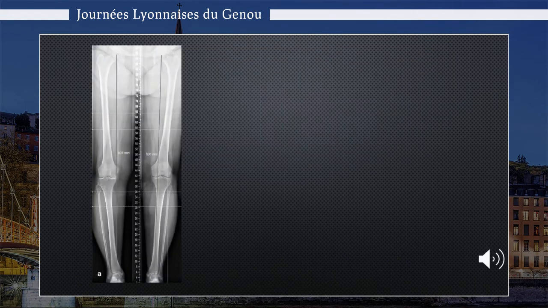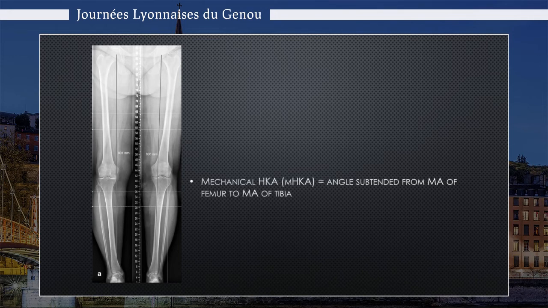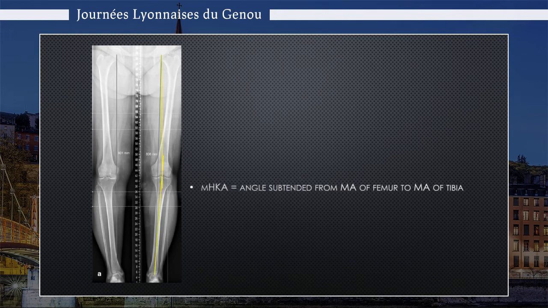Here we have a 4-foot film demonstrating grade 3-4 changes in the medial compartment on the right side and grade 0 to 1 on the contralateral left side. I think most surgeons are familiar with the HKA. I'll call it the mechanical HKA. It's the angle subtended from the mechanical axis of the femur to the mechanical axis of the tibia, and it looks like this.